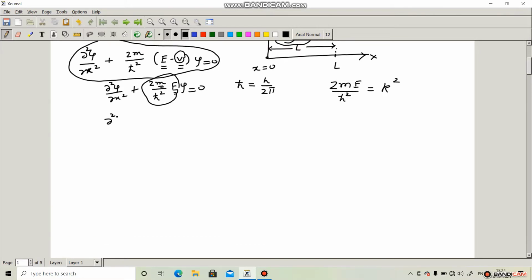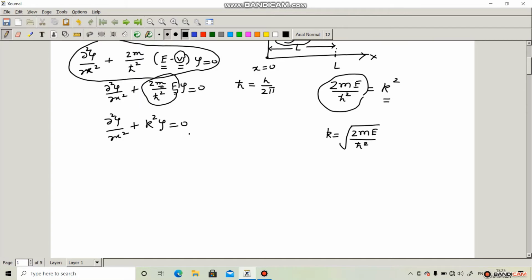So it becomes del 2 psi upon del x square plus k square psi equal to 0, where k square is equal to 2mE upon h cross square, or we can say k is equal to under root 2mE upon h cross square. So the equation is del 2 psi upon del x square plus k square psi equal to 0.